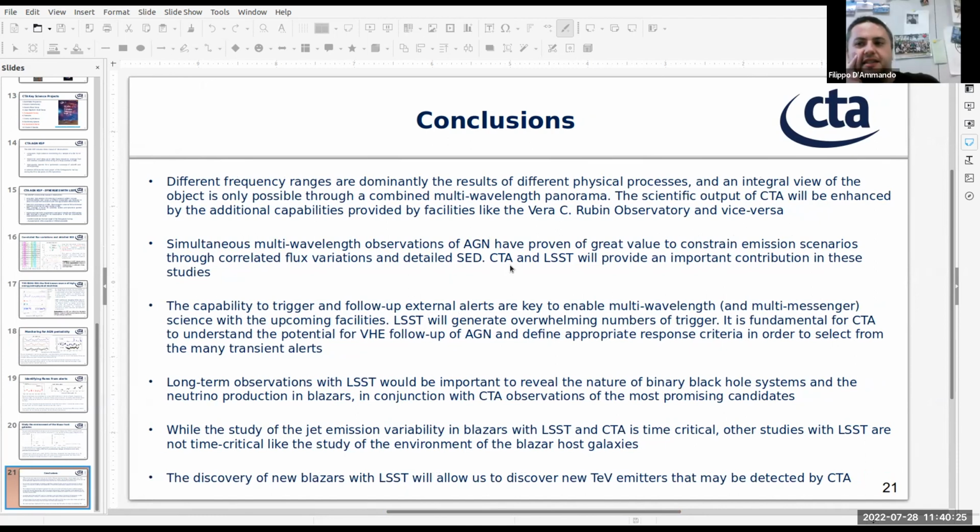Yeah, this is a possible solution in the sense that if you see an increase of the activity of a source up to a certain level, you can follow up with smaller telescopes. And so you can have a continuous coverage, combining what you have in LST with the smaller telescopes that you have in the southern hemisphere.